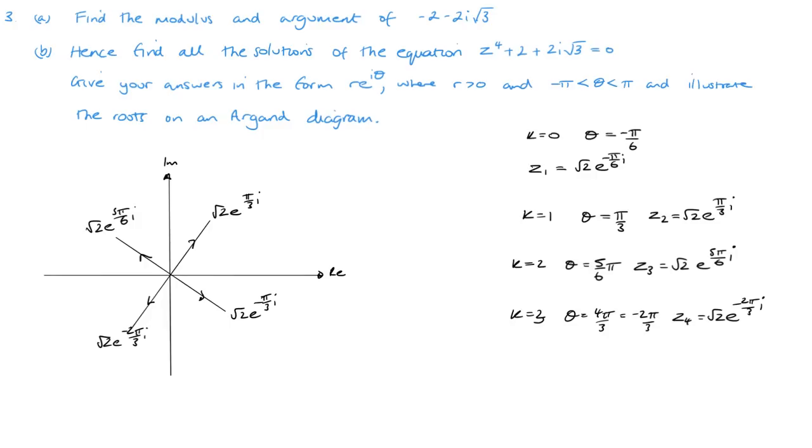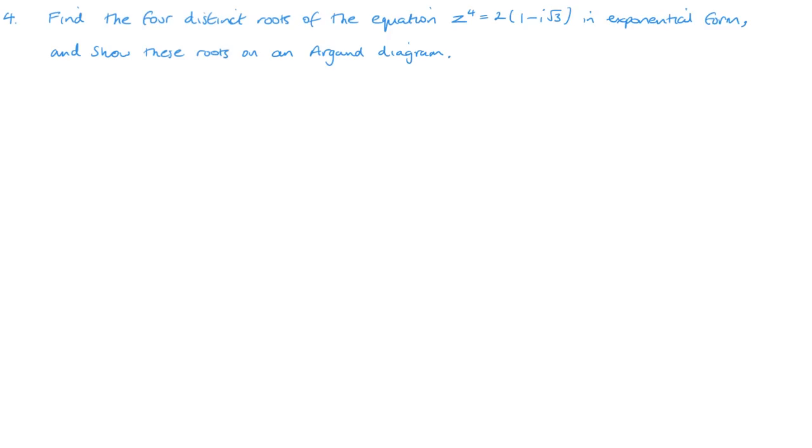Now let's look at the final question. So again, past the exam question. Let's multiply by 2 first to get rid of the brackets. So 2 minus 2i root 3. Now we've got to get this in exponential form and show it on an Argand diagram. So let's go ahead and work out the modulus and the argument.